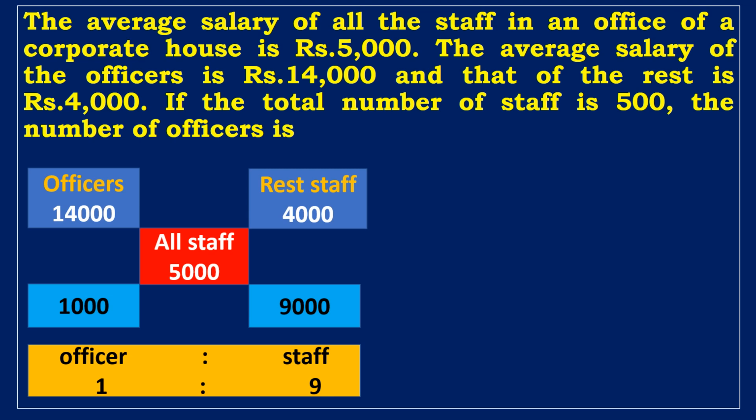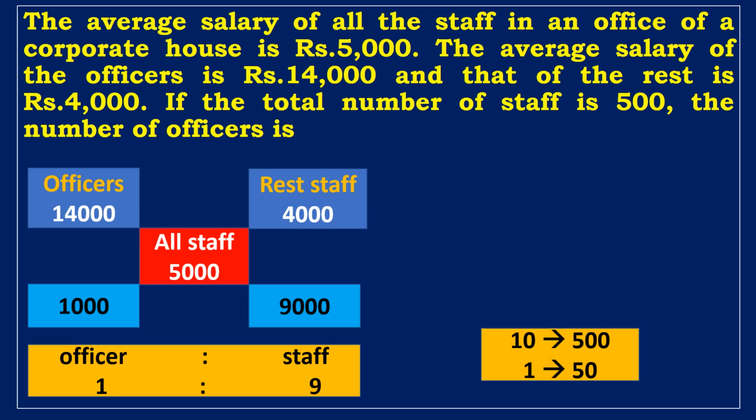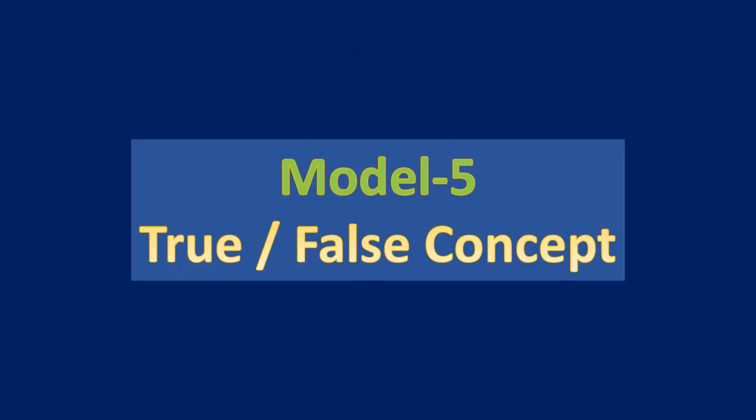1 plus 9 equals 10. Total value 10 is 500 staff. Then, 1 value is 50. So, the number of officers is 50, and the number of the rest of the staff is 500 minus 50 equals 450. The fifth model of average calculation is a true or false concept.